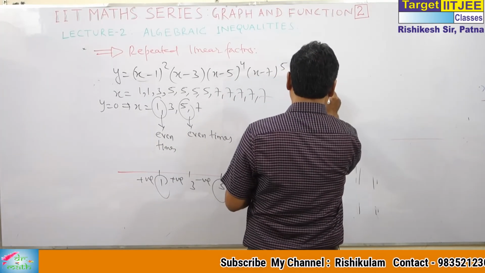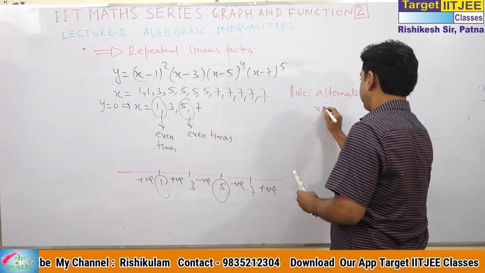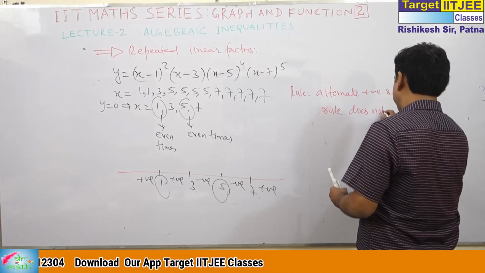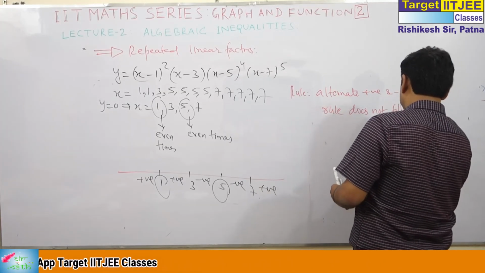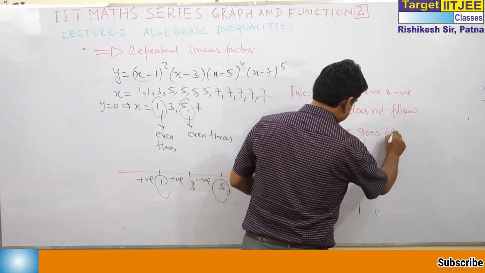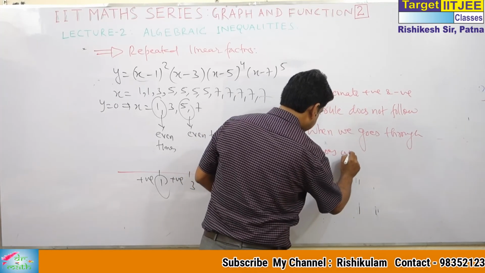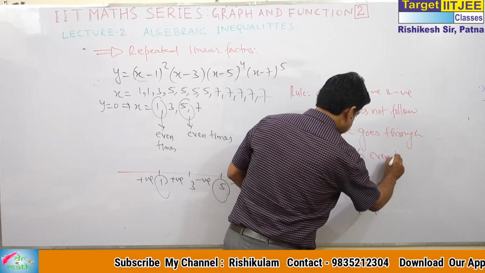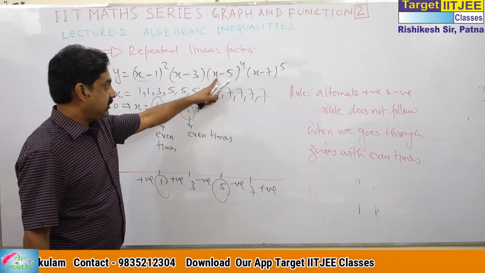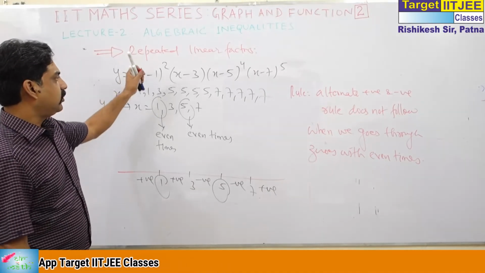What is the rule? The rule of alternate positive and negative does not follow when we go through zeros with even times. Zeros with even times, 5 comes even times, so the sign does not change there. This is the rule. That we also have to do in the rational factor.